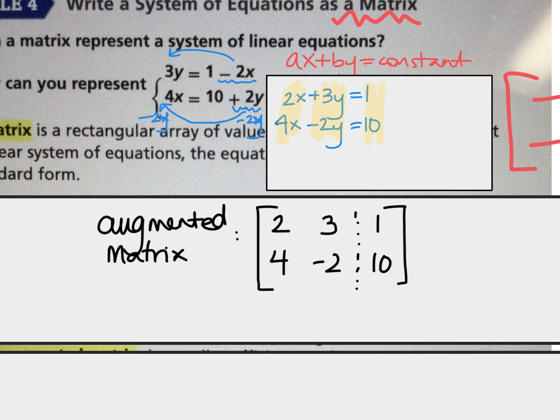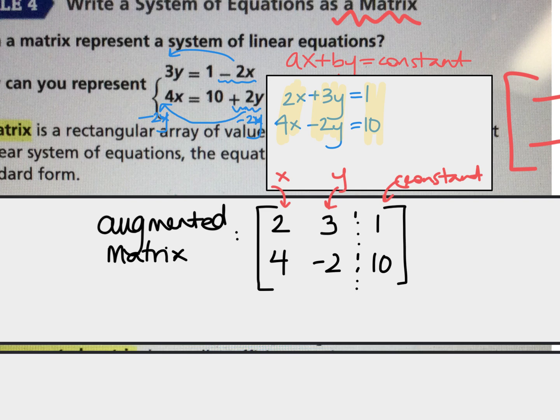Things to note: this first column, these are my x coefficients. The next column are my y coefficients, and the last column are my constants. That says constant, that's a C.